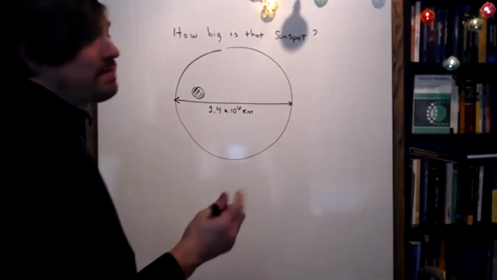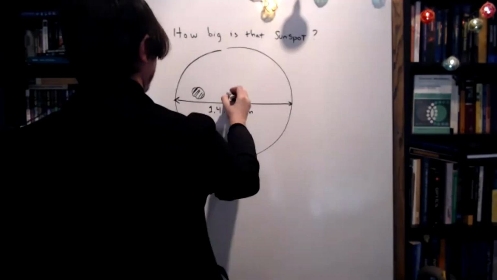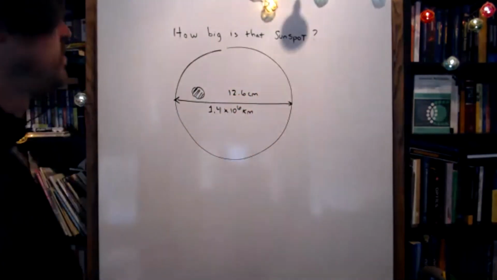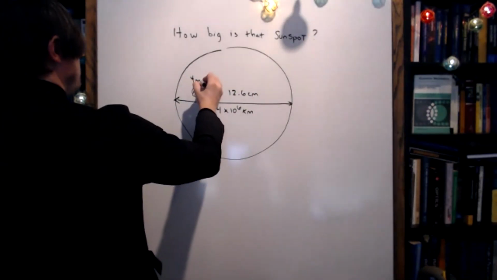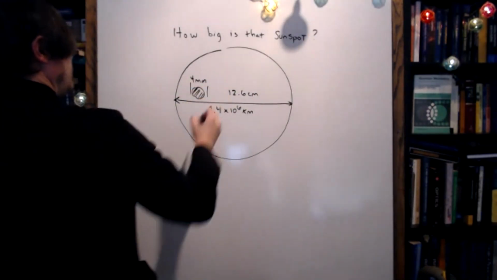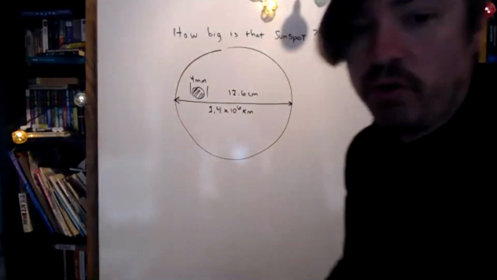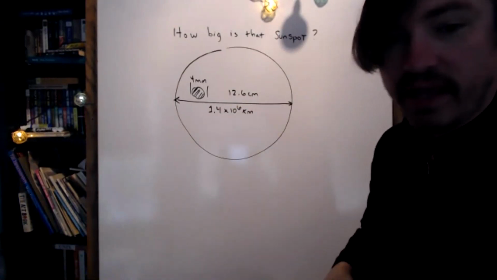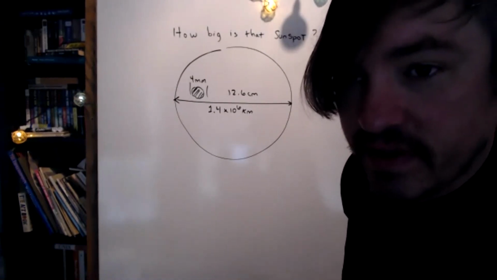When I measured it on my screen, it was a mere 12.6 centimeters. And I measured 4 millimeters for the width of that sunspot. Can any of you think of a cool way to figure out how many kilometers that sunspot would be in real life? I wonder if anyone has any problem solving skills there.